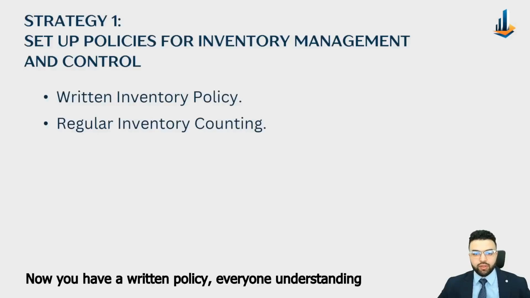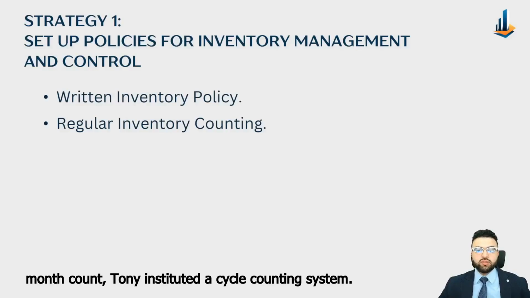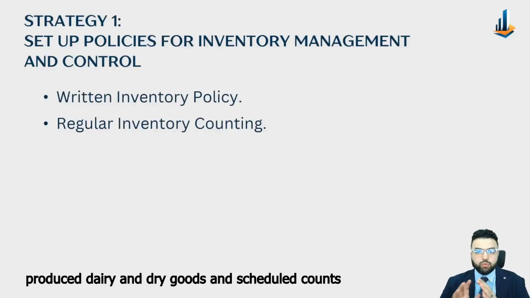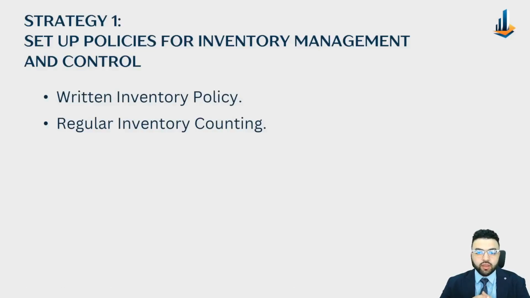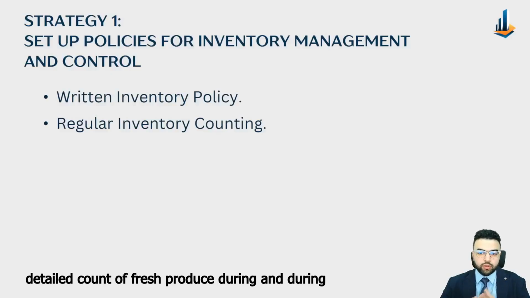Now you have a written policy, and everyone on your team understands it. The second thing we're going to do is have a regular count to enforce that policy. So rather than waiting for a once-a-month count, Tony instituted a cycle counting system. He divided his inventory into categories, such as produce, dairy, and dry goods, and scheduled counts throughout the week. For example, on Monday mornings, he performed a detailed count of fresh produce.